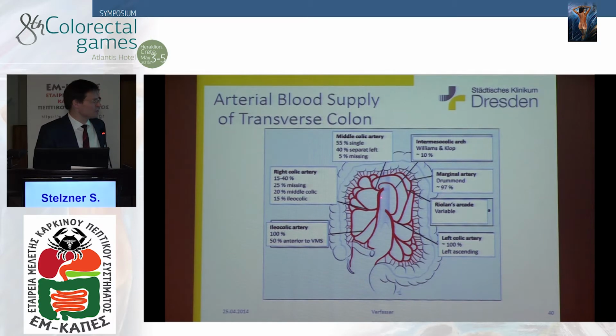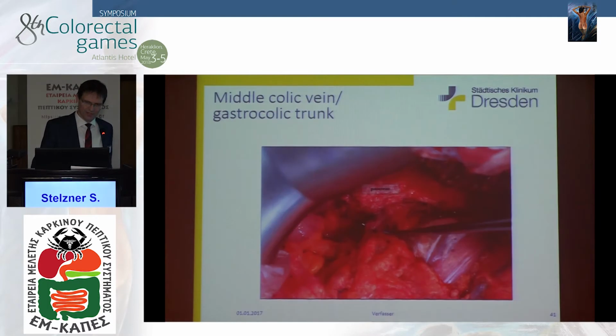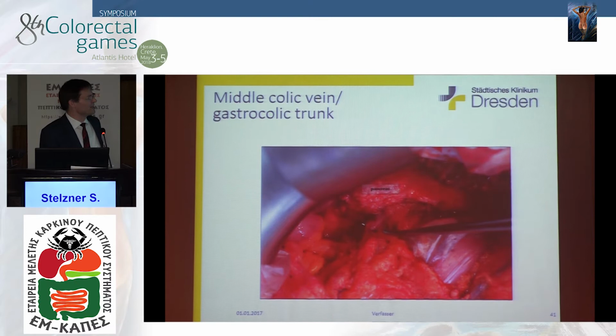The connection between the superior mesenteric artery and the inferior mesenteric artery is sometimes threefold. There is the marginal artery, or Drummond's artery, which is almost always there, only in 3% is this missing. There is the Riolan's arcade in between, which is very variable, and every now and then, in about 10%, there is the intermesocolic arch connecting directly the superior mesenteric artery with the inferior mesenteric artery. So that is what we have to keep in mind when we deal with the middle colic artery.